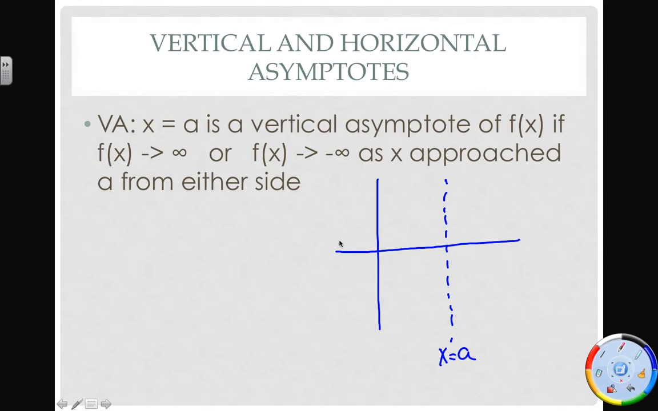Let's draw that a little better. As we get closer to that asymptote, it goes almost vertical. Or it could go this direction. It could go to negative infinity right here. So we're talking about as we approach a from both sides, it's approaching either infinity or negative infinity from either side.